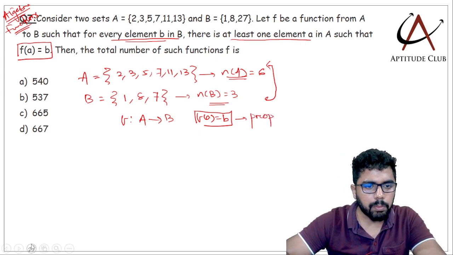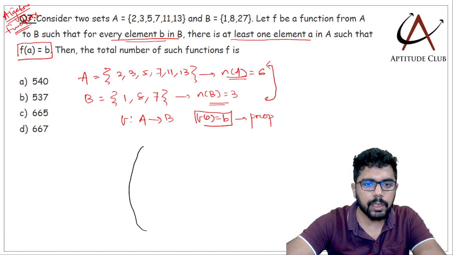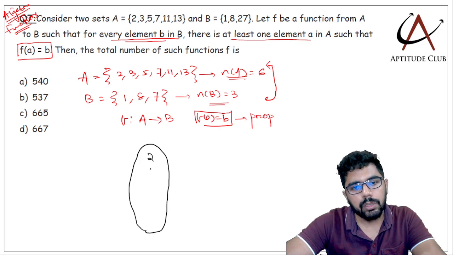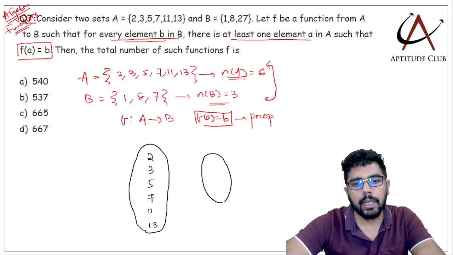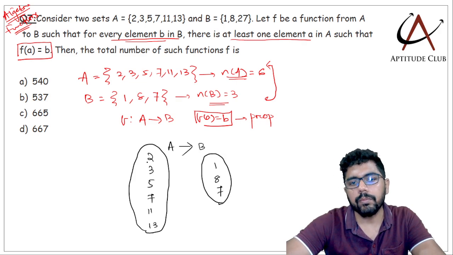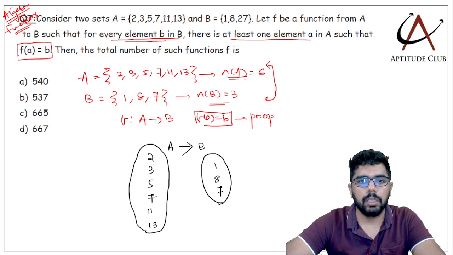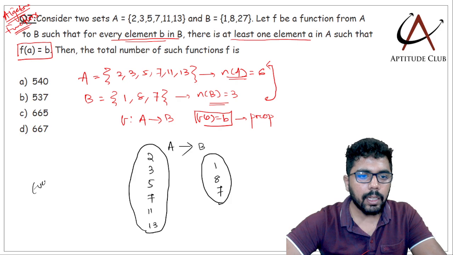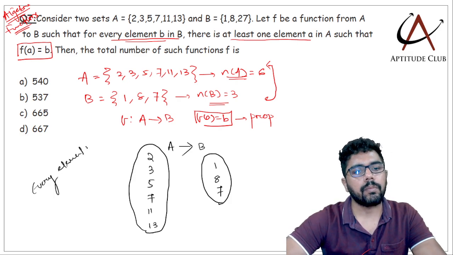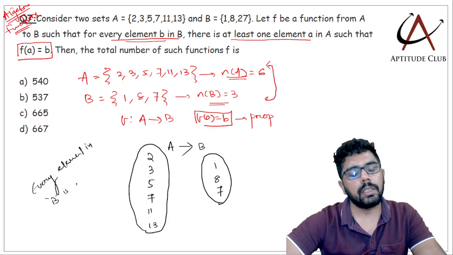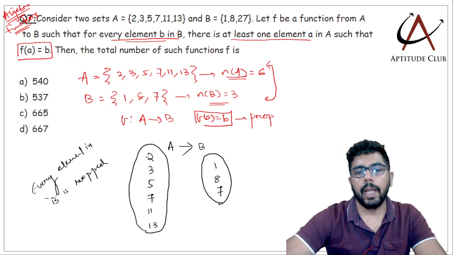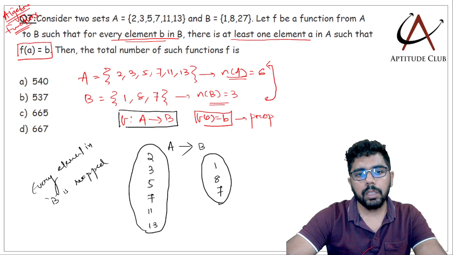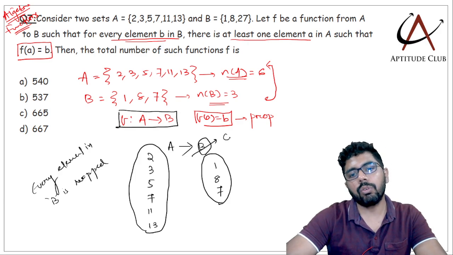This actually doesn't matter. What matters is the part where, let's say, I'll try and do a mapping. So this is 2, 3, 5, 7, 11 and 13. And on the other side I have 1, 8 and 7. This is set A and this is set B. And I'm drawing functions from set A to set B. It is saying for every element in B there is at least one element in A. So basically, can I write every element in B is mapped, and when I'm drawing functions from A to B, then this set B becomes my codomain.